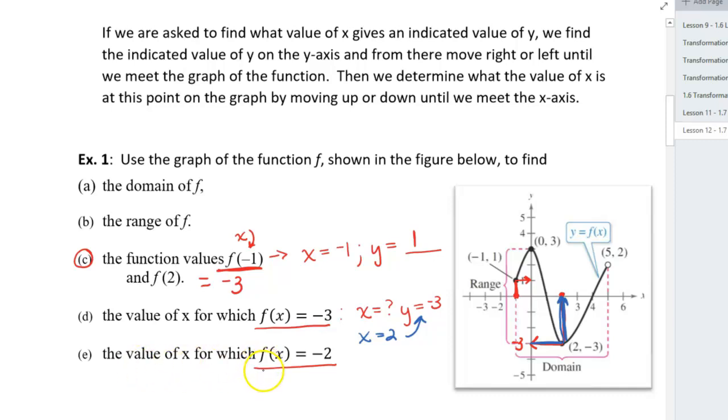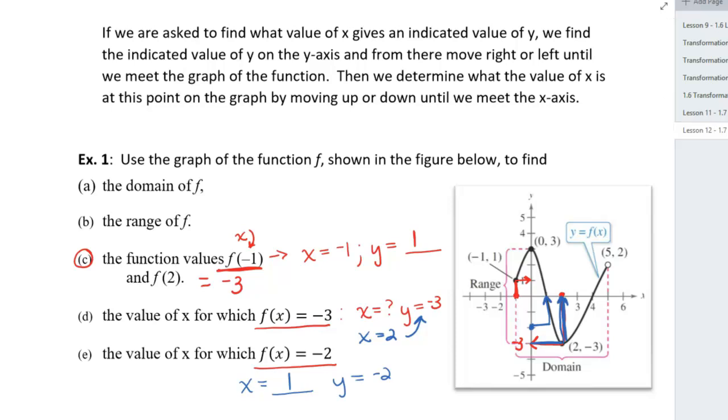For E, I'm asked to find what value of x will give me y equals -2. So I find -2 on the y-axis, which is here. I go over to this point until I hit the graph, and then I go up, and it looks like when x is 1, y is -2.